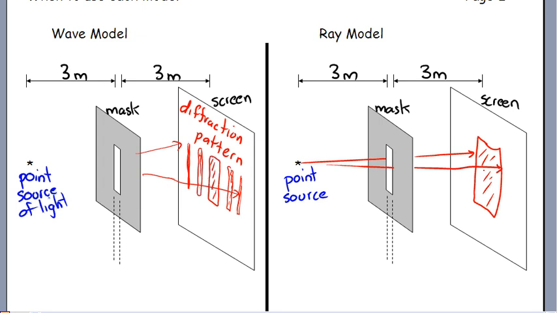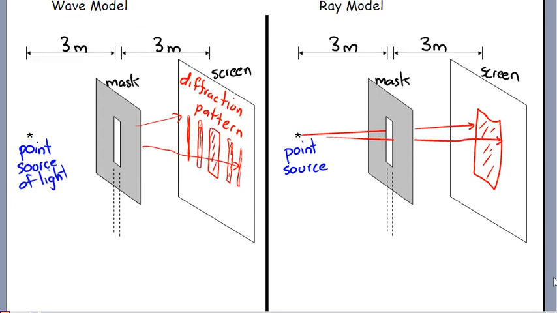So how do you know which of those two it's going to be? It all depends on how big this object is that's in the way. If the opening on that mask was something, I'm going to make up a number, maybe 1 centimeter wide, then I would expect to see the story you've got for the ray model. And in fact, just based on similar triangles, I would expect that this pattern of light to probably be 2 centimeters wide, if it's 3 meters and then another 3 meters.